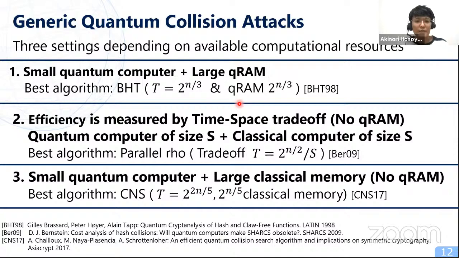And so suppose we regard the qubits for computation and the qubits for the memory as the same or equivalent. And suppose again that the efficiency of an algorithm is measured by its time-space trade-off. Then, as observed by Bernstein, in this setting, the setting of time-space trade-off, we can say that the best generic algorithm is the parallel rho method. That is the explanation for the settings.